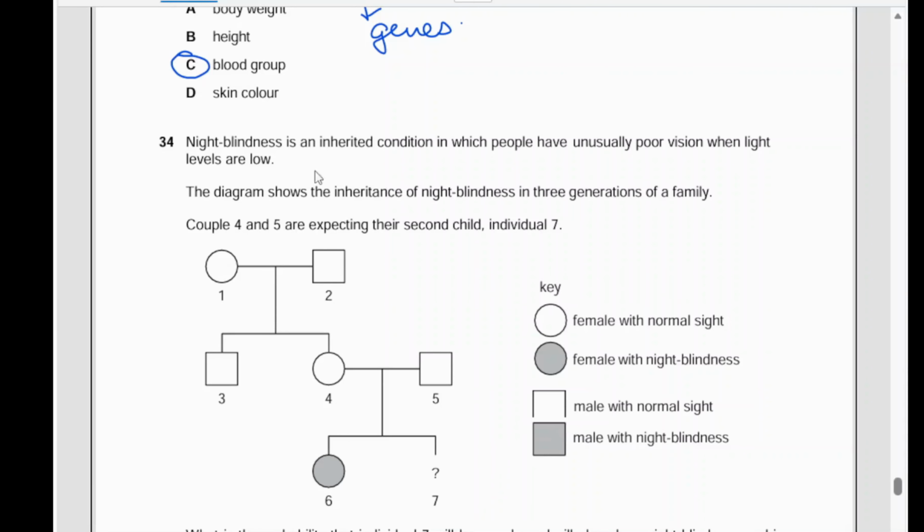A couple, 4 and 5, are expecting their second child. What is the percentage? The very first thing they have given us is that it would be male. So whatever the percentage is, that would be half. So what do you think? Why do you think so? Okay. Both have, let's say, normal sight, and both are carriers because one of their kids has night blindness. So they both are carriers.